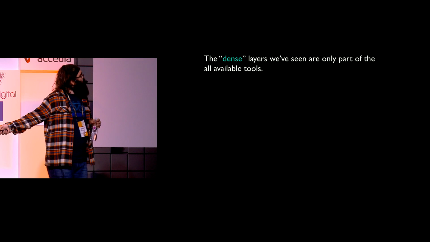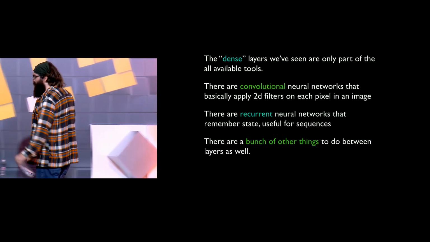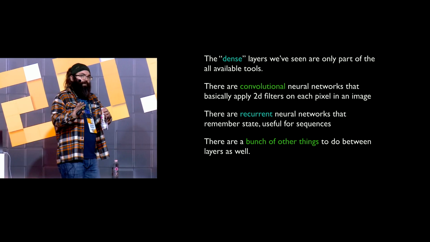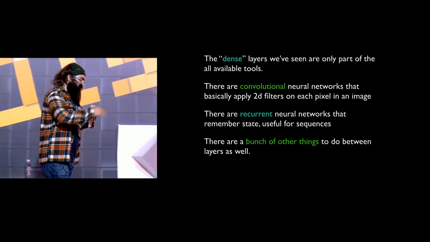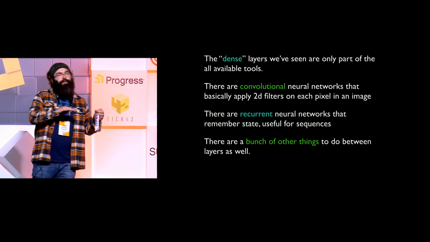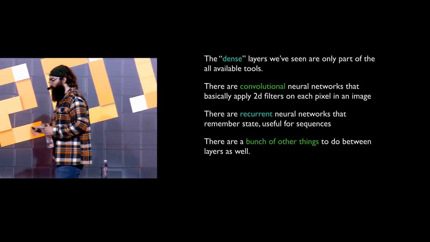And finally, there are a bunch of other things you can do in between that I'm not going to get into because it gets very complicated. But the whole point is that when you try to build a neural network, you have to choose how many layers you have, what each layer looks like, how many neurons it has, and so on and so forth.